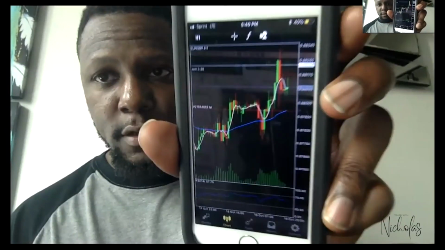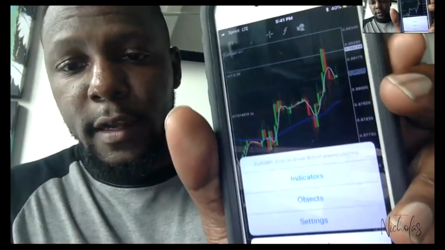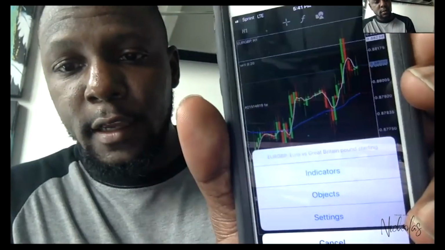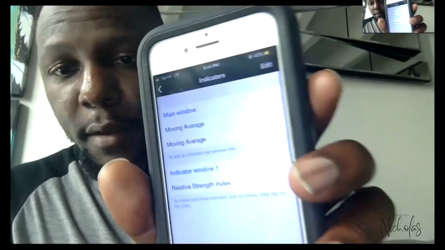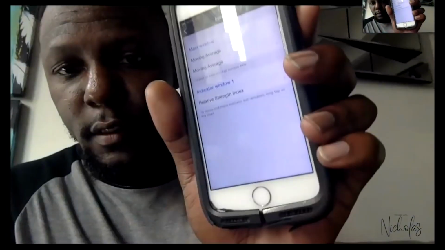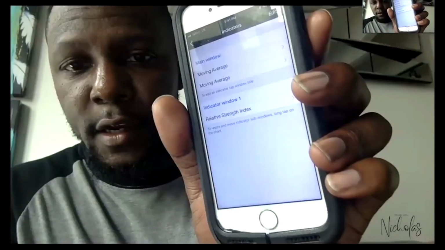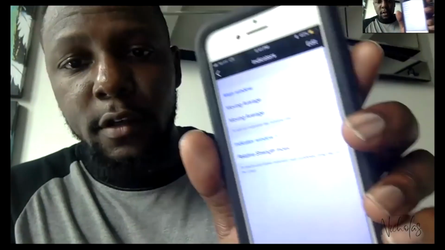Very simple way to do it is you go in and tap your screen. This is how you add your 50 and the 4 moving average. These are indicators, so I'm going to click indicators. Okay, this screen pops up. Now under your main window, you add a moving average. So I'm going to click main window.